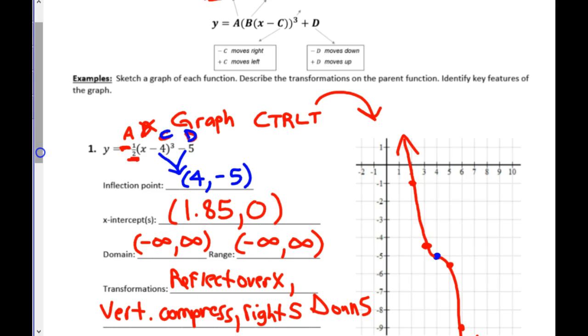Now, let's do number 2. How is number 2 different than number 1?